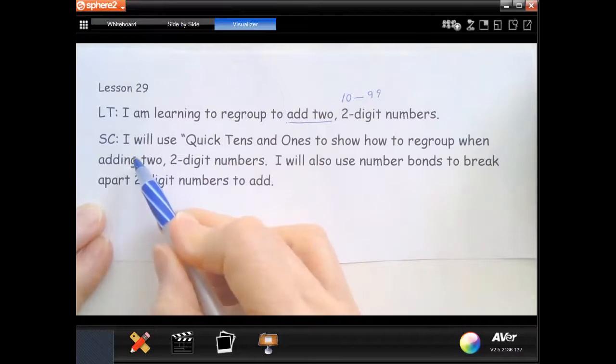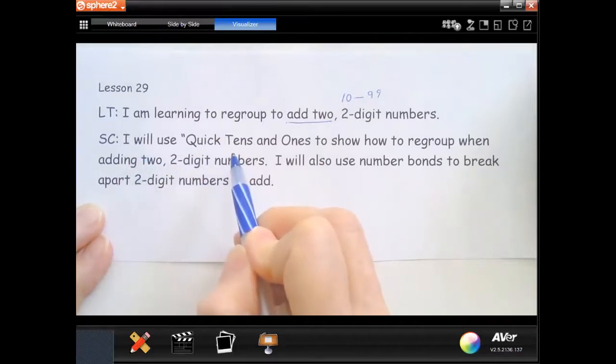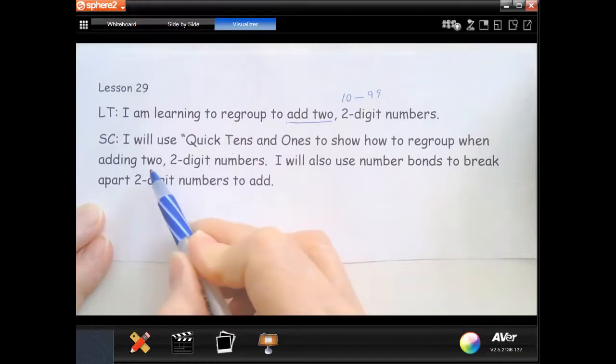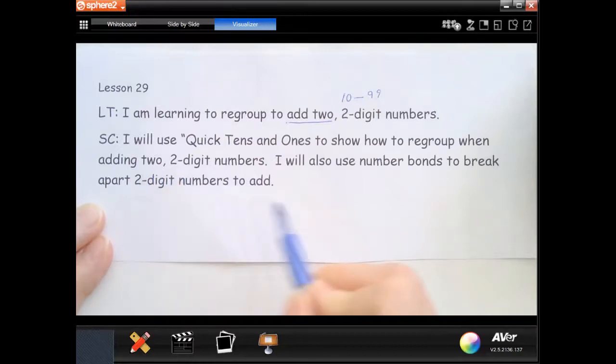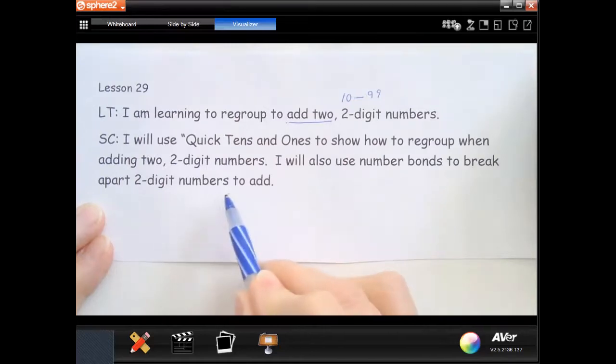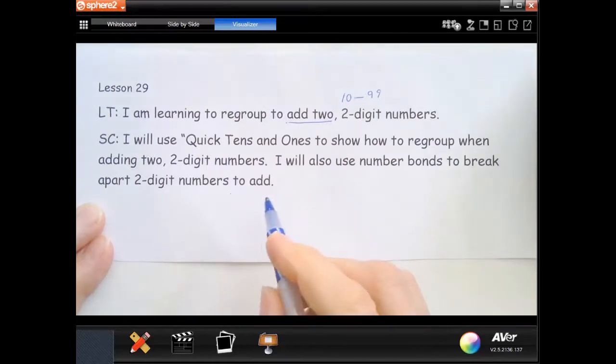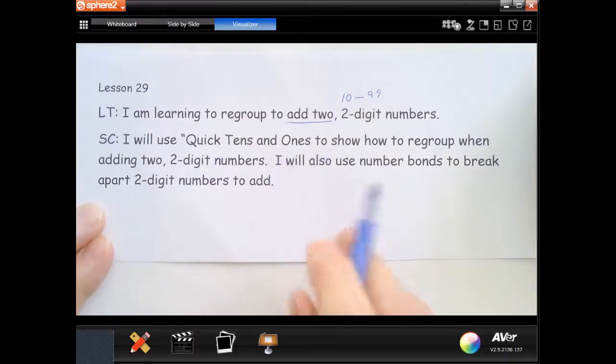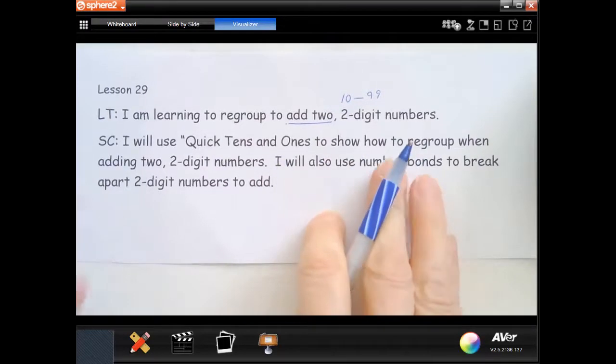Our success criteria says, I will use quick tens and ones to show how to regroup when adding two-digit numbers. I will also use number bonds to break apart two-digit numbers to add. So the number bonds are going to show us how to break it apart into tens and ones like we did last time.